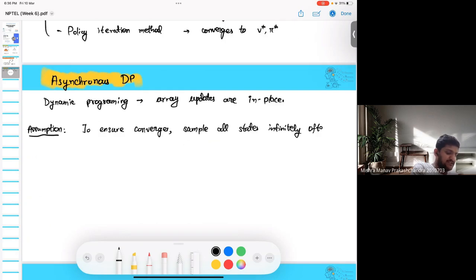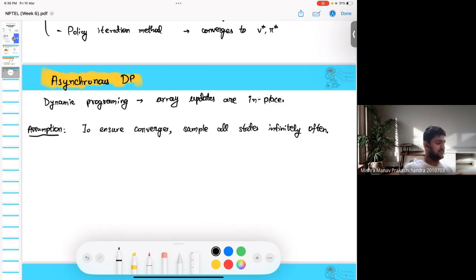Okay. This is an assumption that you make over here. The reason is that in DP, the convergence always occurs in the n tends to infinity limit. So the convergence is asymptotic in nature. So you need to sample all states infinitely often in order to converge to the optimal solution for a DP, right?